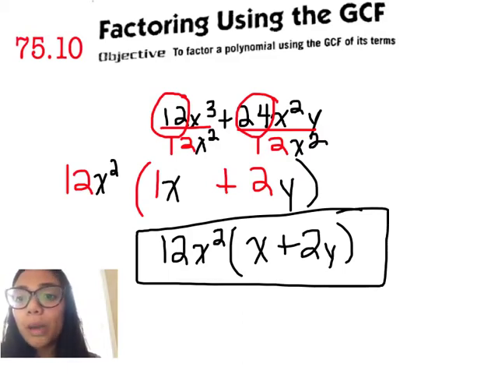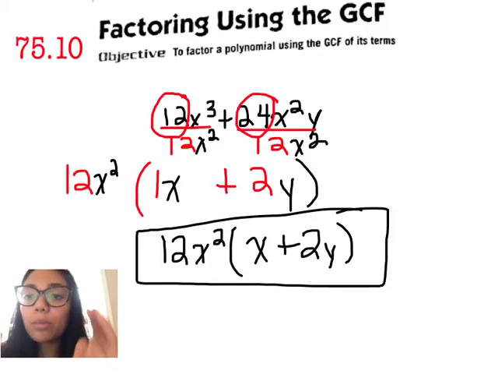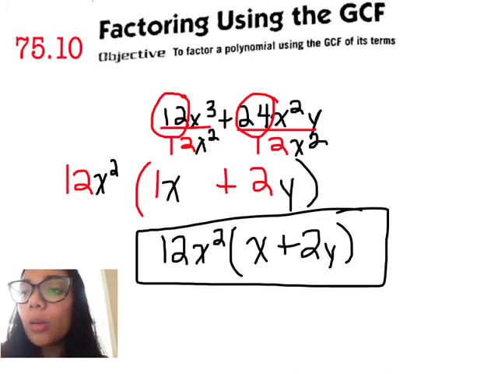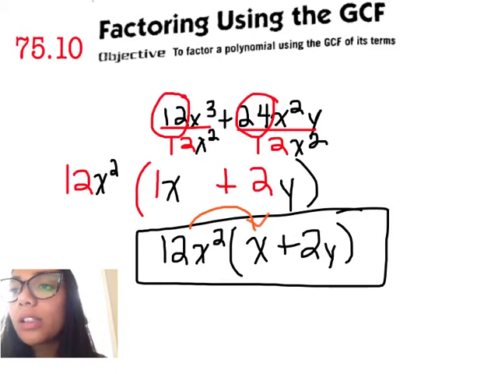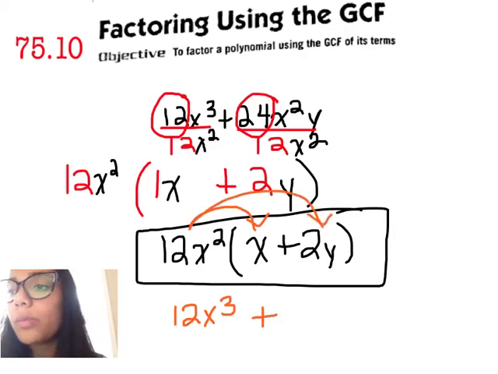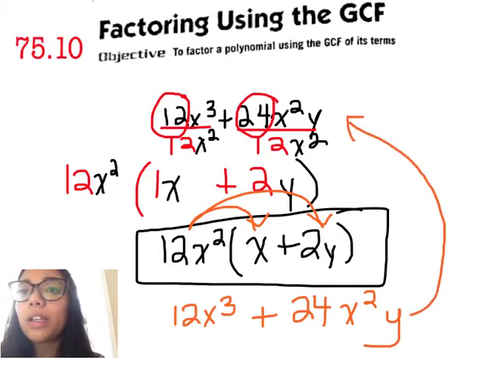But I'm going to prove to you that we did it correctly by doing what you already know how to do. When you have something in parentheses, that means you're going to be multiplying the number outside of the parentheses to every number inside of it. You're distributing. So I'm going to multiply 12x squared times x. That will give me 12x cubed plus 12x squared times 2y. I do 12 times 2 is 24. X squared times nothing is x squared. And then I just have my y. And that is my original problem, and that's what I want it to be.